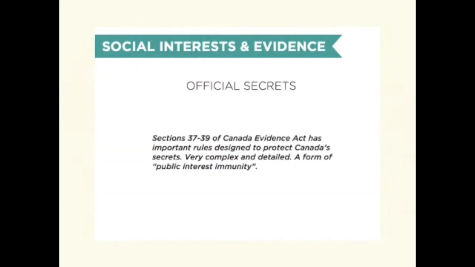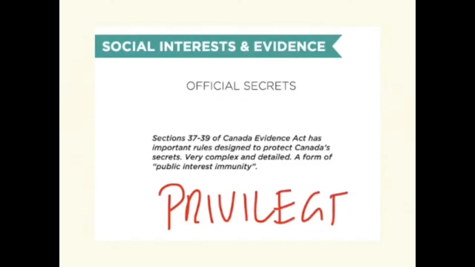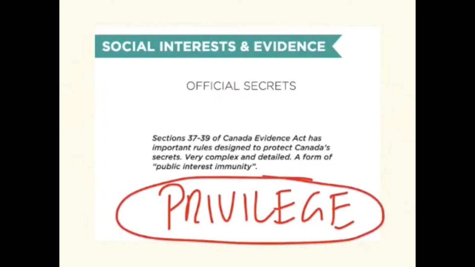And finally, I want to touch on a pretty important, huge area of privilege, which is sometimes known as public interest immunity. Essentially, this allows the government to claim a form of privilege for information that is used in the operation of government. So to deal with the sections pretty quickly, Section 38 deals with information surrounding defense and national security. Very hard to get that information.